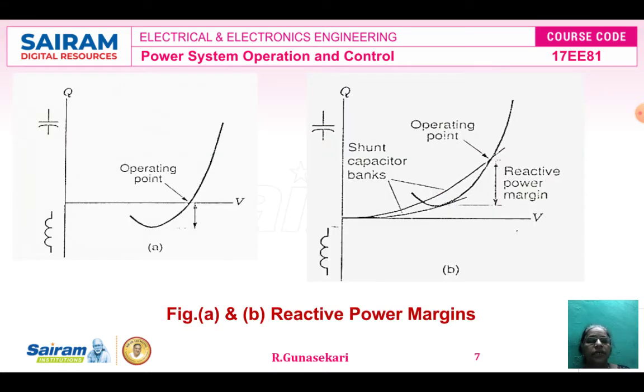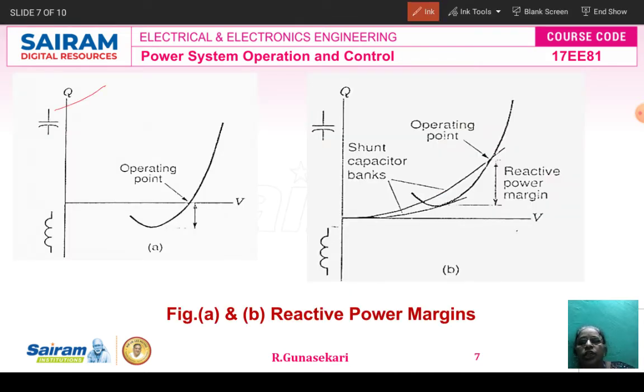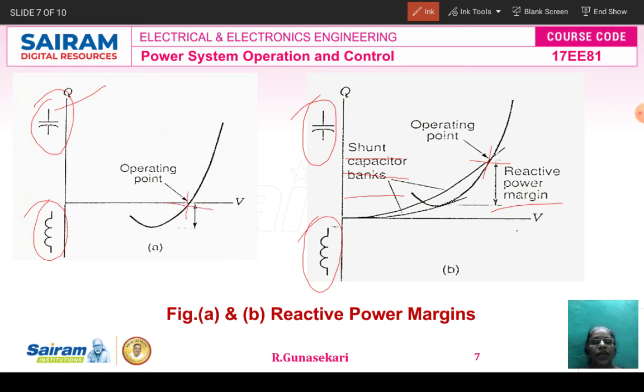Okay, now you see this is the reactive power margin. Figures A and B, this is the reactive power margin. Okay, you see x-axis V and y-axis Q. In the Q axis, the top is the capacitance, the bottom is the reactance. Similarly, in B also, the bottom is the reactance, the top is the capacitance. Okay, then this is the curve. So this is the shunt capacitor bank we are using. This is the operating point. This is the reactive power margin. In the curve of figure A, this is the operating point only.